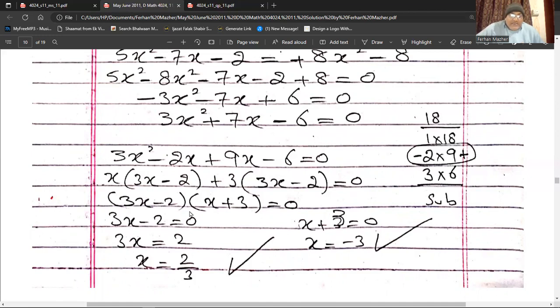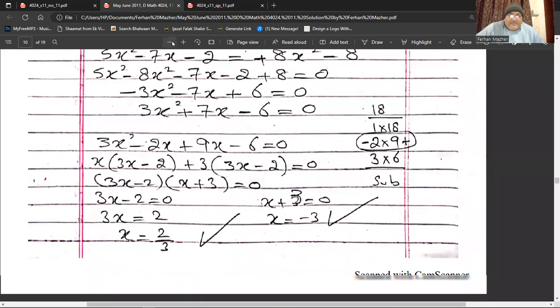These two brackets are multiplying and the answer is 0. So it means either the first bracket is 0 or the second bracket is 0. So 3x minus 2 is equal to 0, 3x is equal to 2, x is equal to 2 by 3. x plus 3 is equal to 0, so x is equal to minus 3. So these are the two answers.